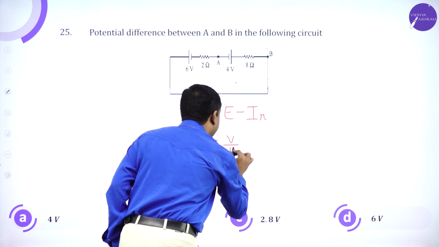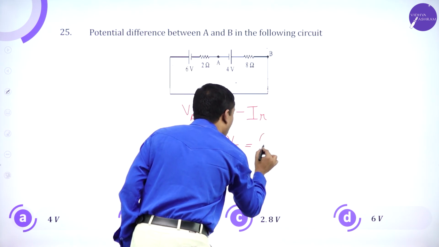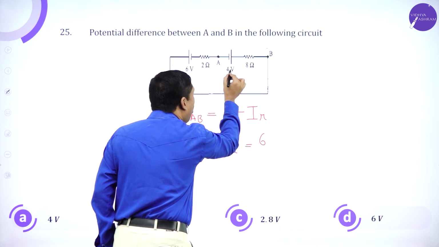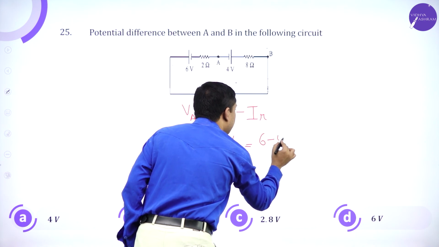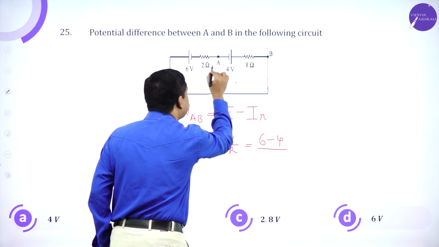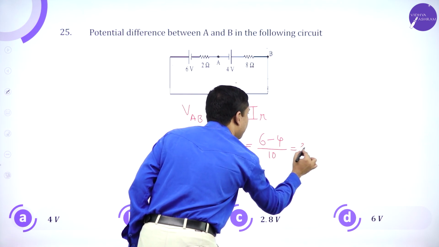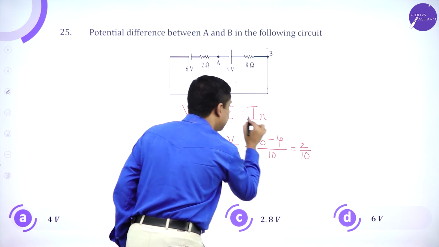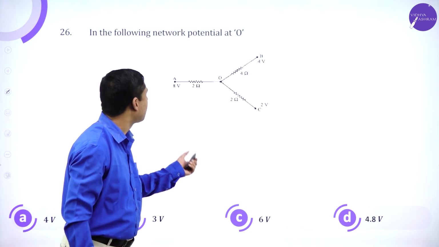I is V by R. Here V is 6 volts. Here 4, but oppositely charged plates, so minus 4. 2 and 8 are in series, so 10. 2 by 10. Substitute here, 5.6 will be the answer.